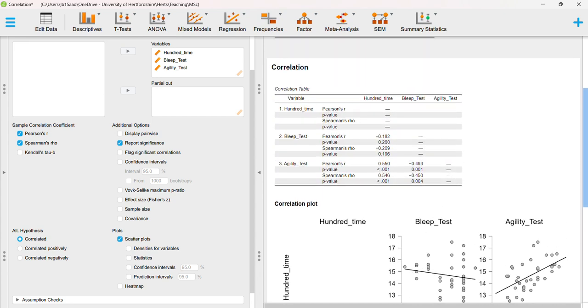So if you're writing that up in a results section, you need to say it's a significant relationship, you need to say whether it was a positive or negative relationship, and you also need to say if it's a weak, moderate or strong relationship, and you've got to give your R value and the significance value. If it's a Spearman one, you give the rho value and the significance value.